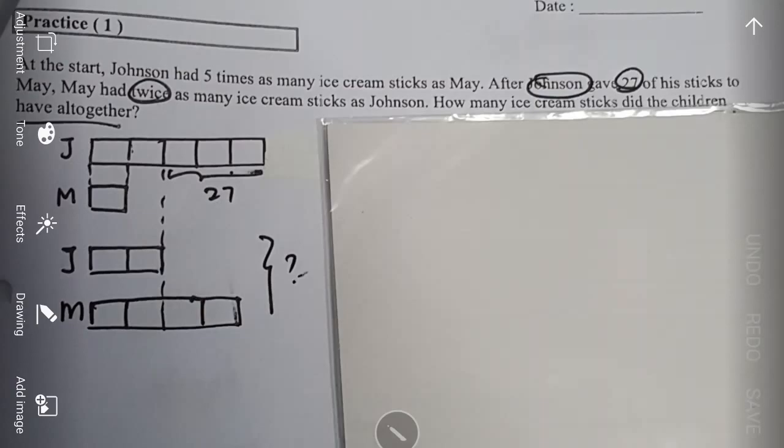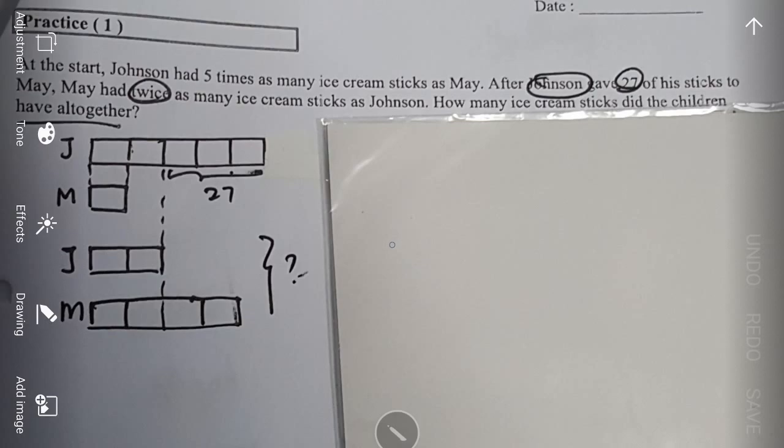At the start, Johnson had 5 times as many ice cream sticks as May. After Johnson gave 27 of his sticks to May, May had twice as many ice cream sticks as Johnson. How many ice cream sticks did the children have altogether?